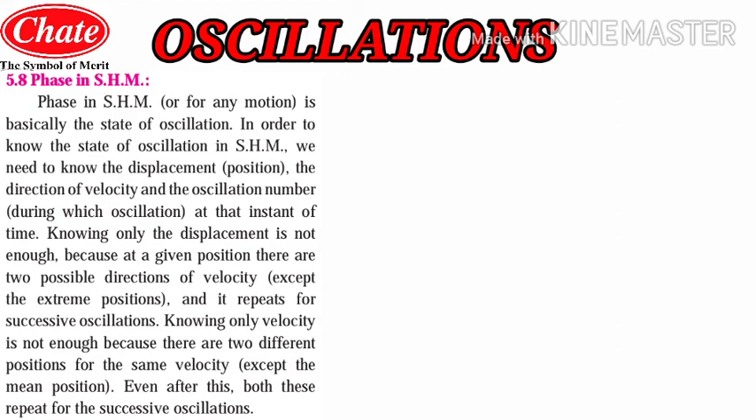Then we need the direction of the velocity and the oscillation number. If you want to find out the phase of a particular point at a particular position, we just need to be aware of the displacement, the velocity and the oscillation number. Then we can understand the phases in SHM.